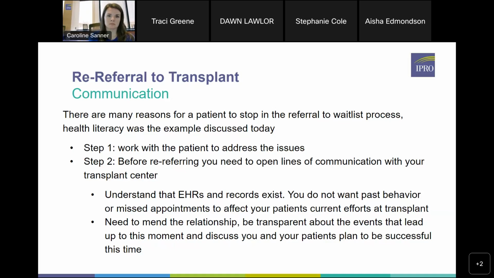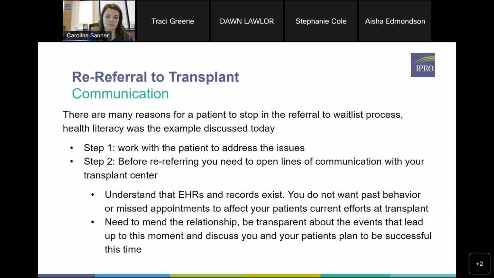Do they not have a PCP to help schedule them? Do they not understand what the tests are, so they didn't follow through with some of the tests that were already scheduled by the transplant center? We want to know why the process isn't happening. Is it a family problem at home that at this point makes it not appropriate for them to complete their eval? And if they can't, then we want to call the transplant center and say to them, listen, Mr.